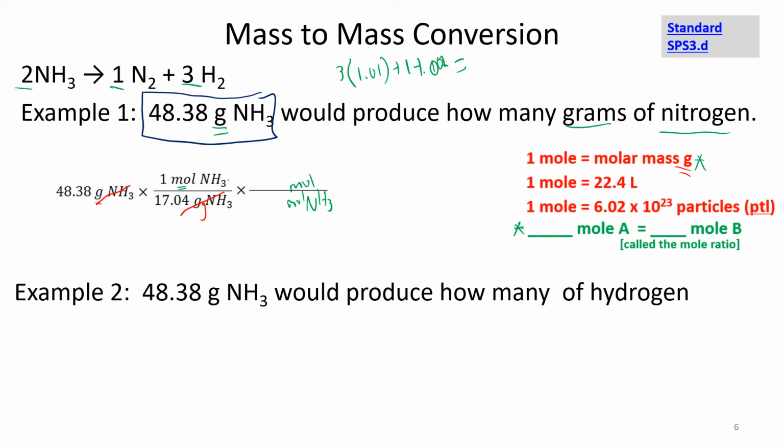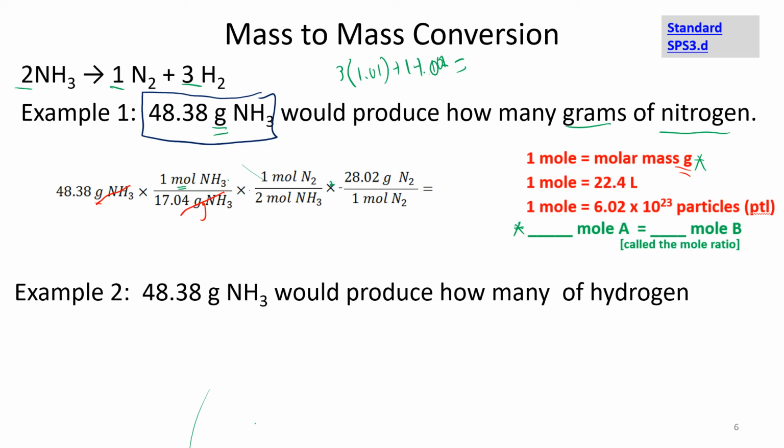So I'm trying to go ultimately to nitrogen. So I'm going to have to first go to moles of nitrogen. Since I've got a mole and a mole, that means my numbers come from my coefficients. So I'm going to have to look at my coefficients to determine those numbers.